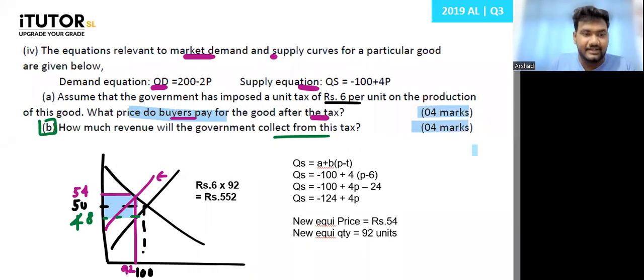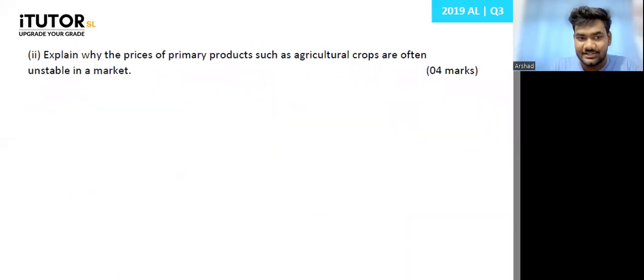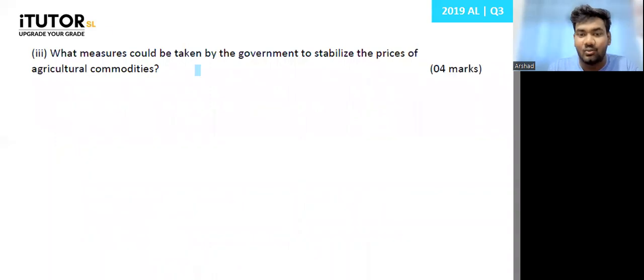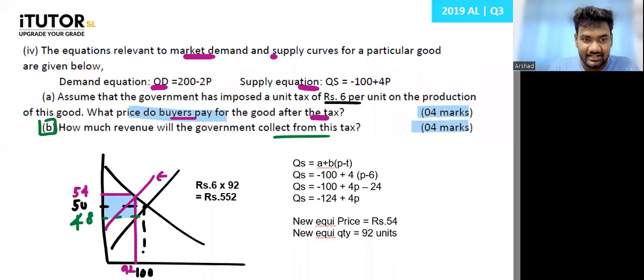Okay, right. So with that, the 2019 paper is done. Now I'll separately teach you these two, right? Why are the prices of agricultural goods unstable and what measures the government can take. So after this video on YouTube, there'll be another separate video explaining those two.